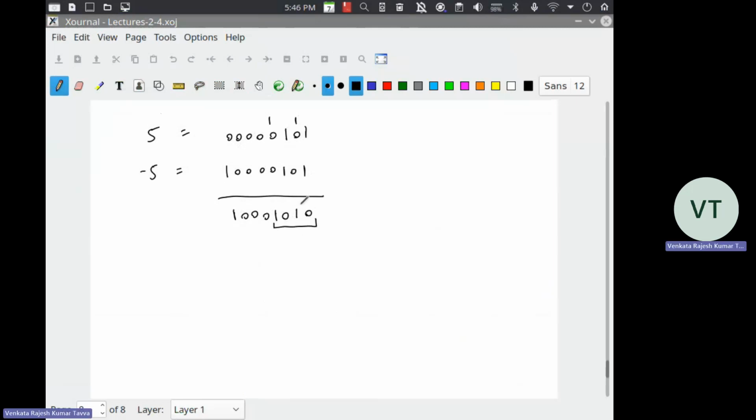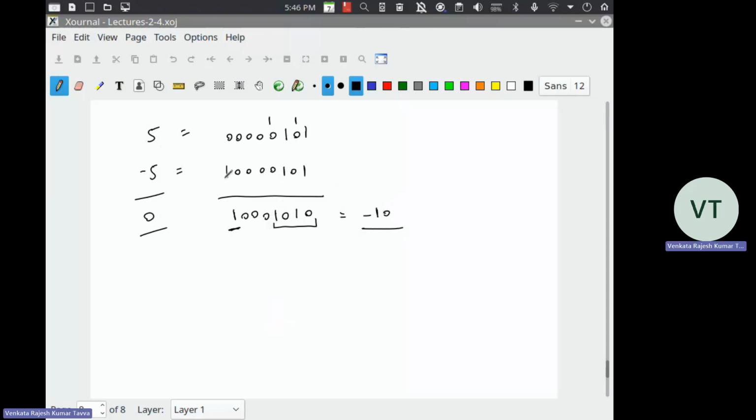What is this? 9. It's 10, right? So overall this number will be minus 10. Is this the right answer? No. 5 plus minus 5 should be 0. Here we did addition, we didn't do subtraction, right? Here normal decimal addition will give us 0, but here it is giving us minus 10. So we are not getting the expected result.